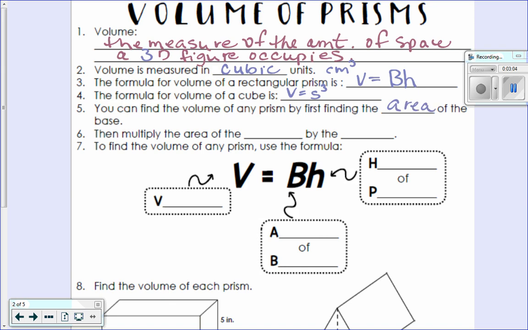And what does that represent? What's that part of the formula? B. Good, big B. So this represents area of the base, which we've been doing with surface area. And then we're going to multiply the area of the base, right? Once we find that, by the what? Good, your height. And this height represents what? It's height of your prism, the height of your solid. It connects what? Your 2 bases. Good, prism has 2 bases.